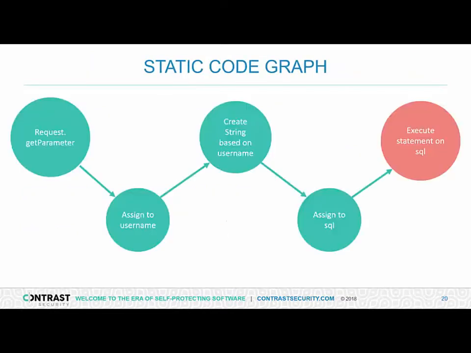If we want to look at this in a basic graph traversal form of how this looks, you can see over on the left there's the request.getParameter that flows into username. That username flows to create a string based on that username, and that gets assigned to a SQL statement, and then ultimately that SQL statement is what's used in the actual SQL query. So each of these is a representation along that graph, and in graph analysis terminology, each of these is referred to as a node, those circles, and then the lines between them are directional edges. So this indicates the flow across that application.